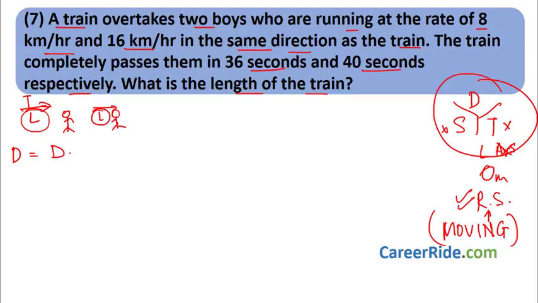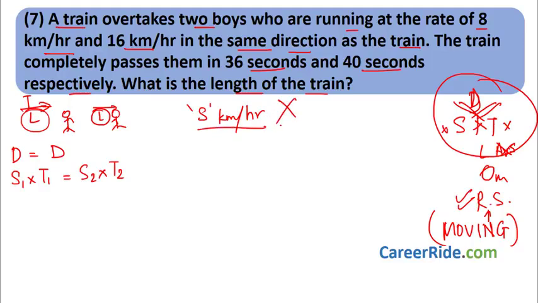So what is distance? Distance is nothing but speed into time. So the speed in the first case multiplied by the time in the first case equals the speed in the second case multiplied by the time in the second case. Now, do we know the speed of the train? No. So let us assume that the speed of the train is s kilometers per hour. Now, can we directly take the speed of the train? No. Why?